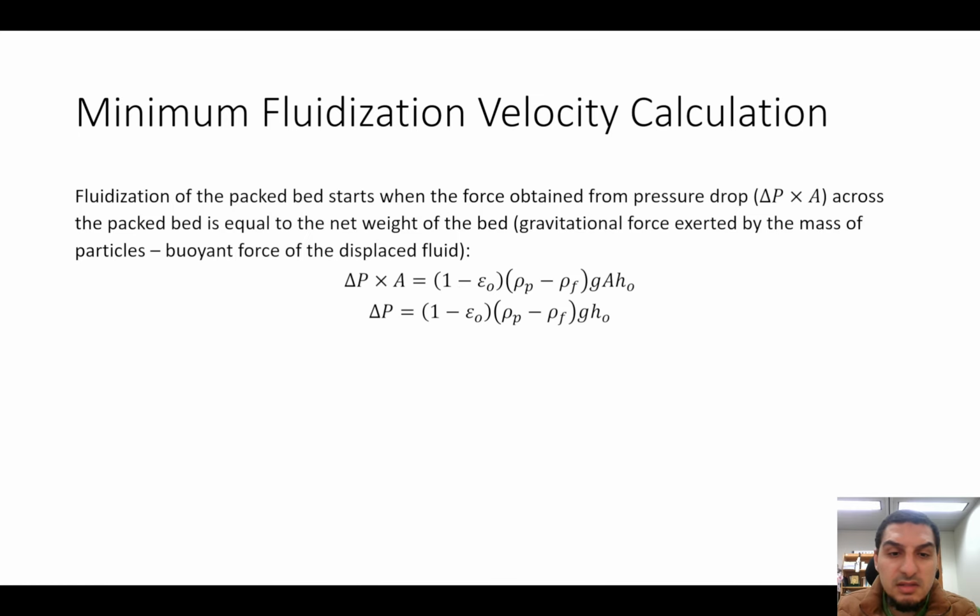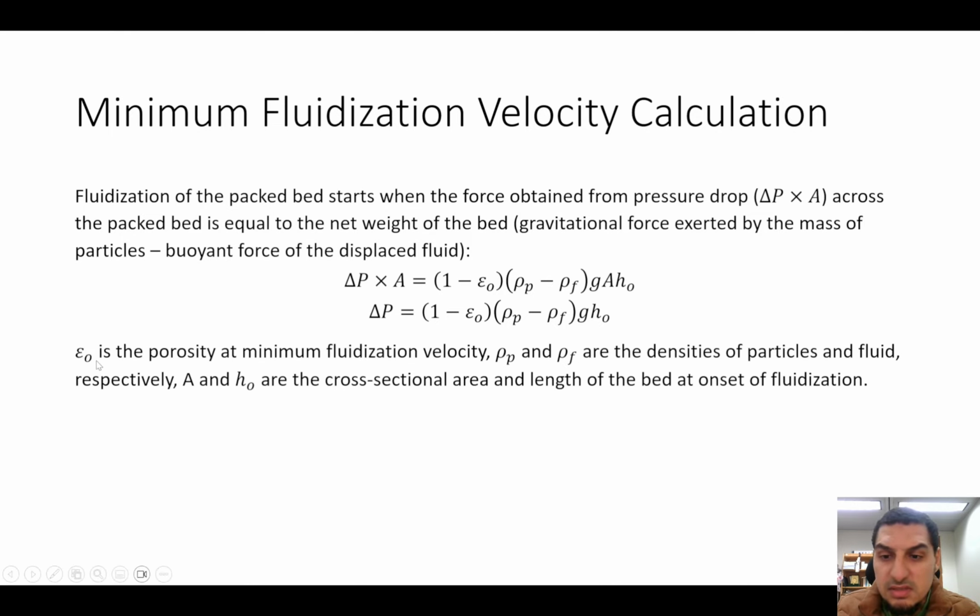And now we can divide both sides by the area. As I said, this is the porosity at the minimum fluidization velocity. Rho P and Rho F are the density of the particle and the fluid. A and H node are the area and the length of the bed at the onset of fluidization. And this is why this is important: H node is the height at the onset of fluidization. So the height will change with the fluidization, as we saw in the video before the previous. So this is why we just do the calculations at the onset of fluidization, before the bed fluidizes.